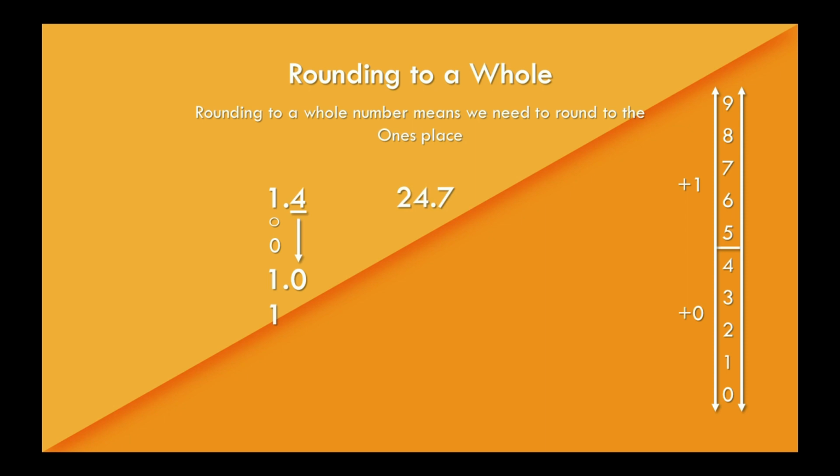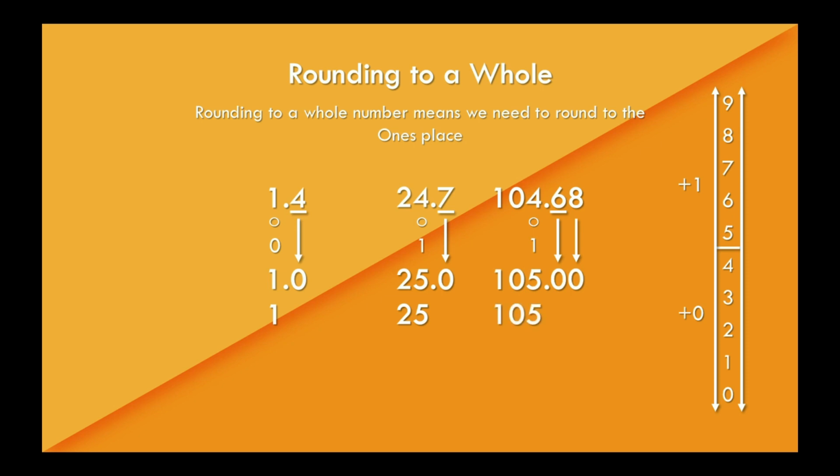Looking at 24.7, we identify the ones place as 4. Immediately to the right, we get 7. We know that 7 rounds up, so 7 and any digits to the right become 0, and 4 gets a plus 1, making it 5, giving us a final answer of 25. In the next example, we have 104.68. We know that 4 again is in the ones place, and immediately to the right we have 6. 6 rounds up, so 6 and the digits to the right side become 0, and 4 gets a plus 1, giving us a final answer of 105.